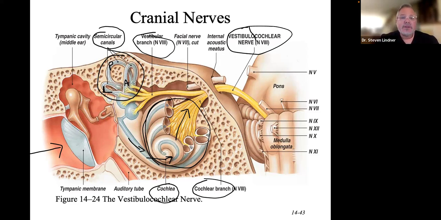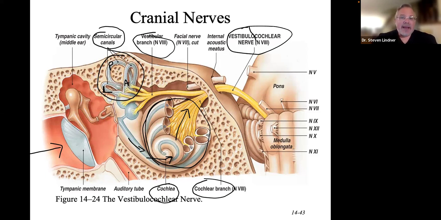Well, in each of these is fluid and a bubble. And when you move your head in different positions, the bubble moves, again stimulating these little hairs inside these canals. And as these little hairs move, it sends signals into the vestibular nerve that helps you maintain your balance and equilibrium.